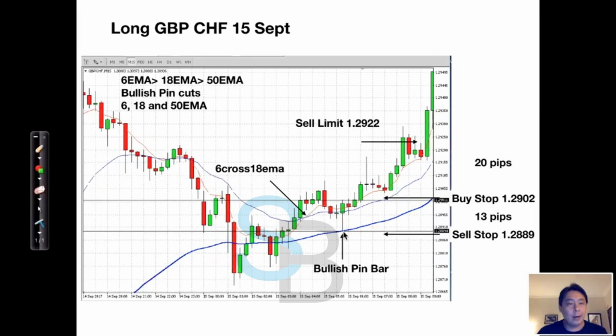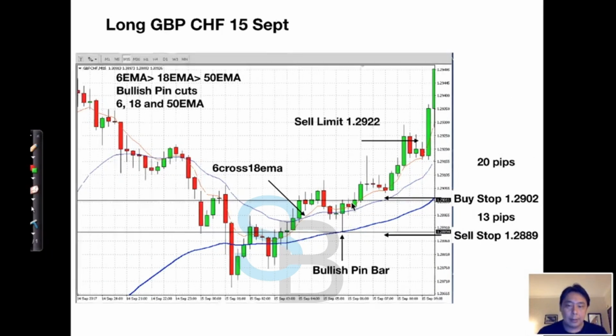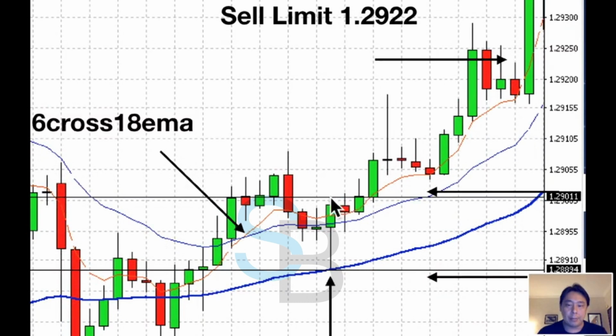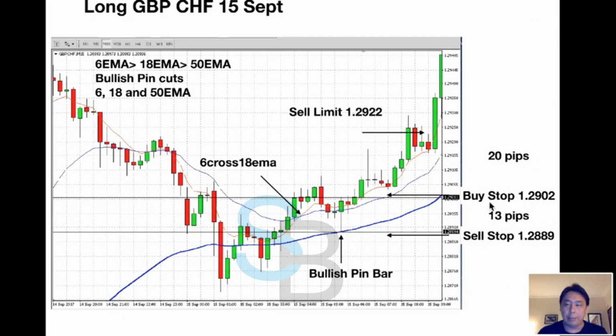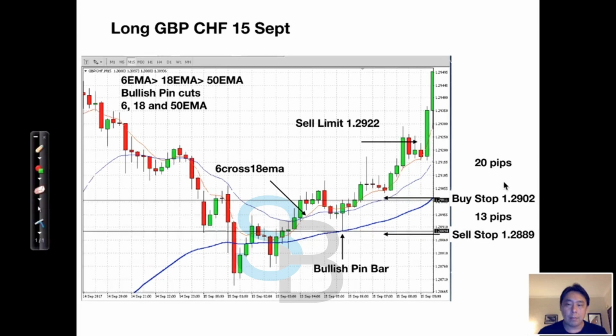Okay. So again, clear uptrend, buy order just above that. Stop loss just below that, 13 pips, target price times 1.5, 20 pips away. Okay, so there you go.